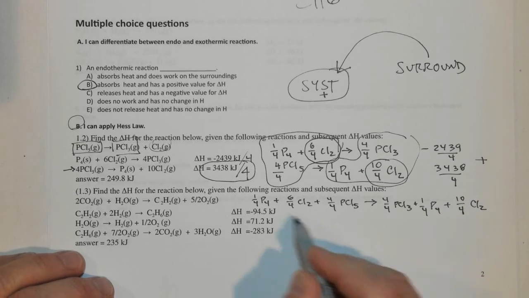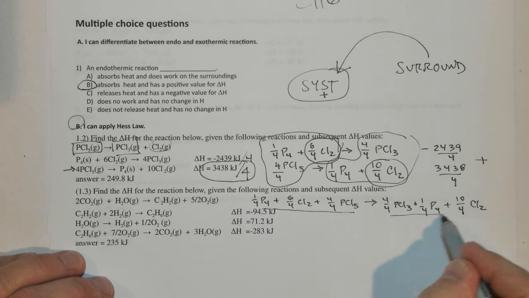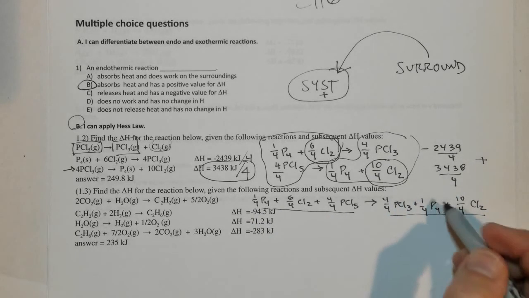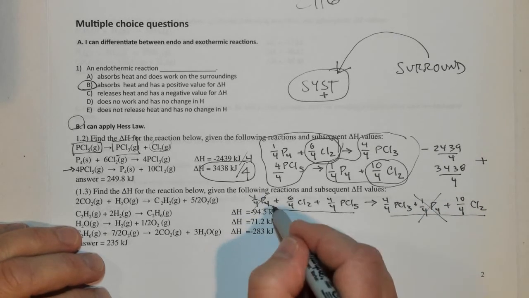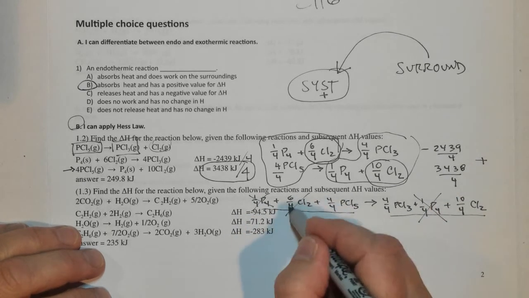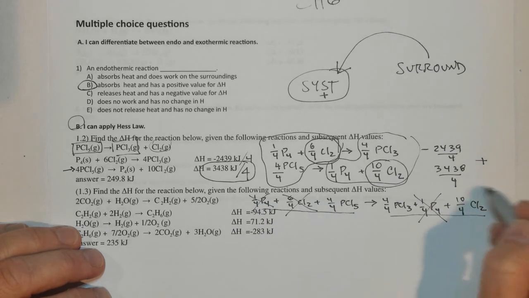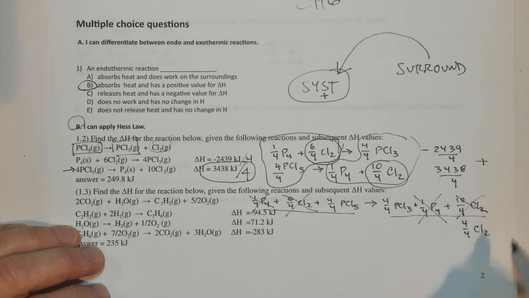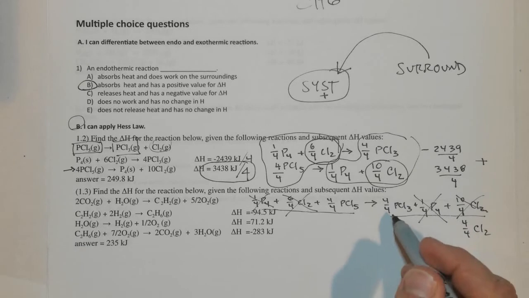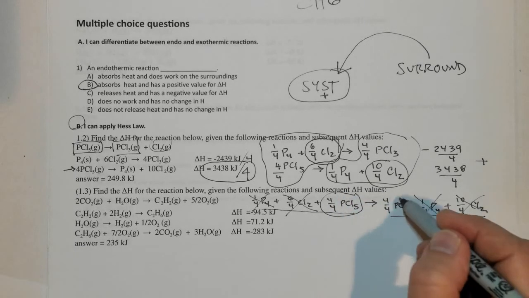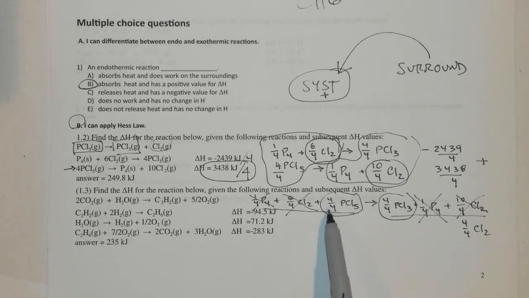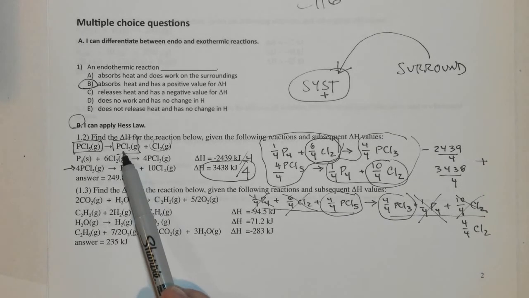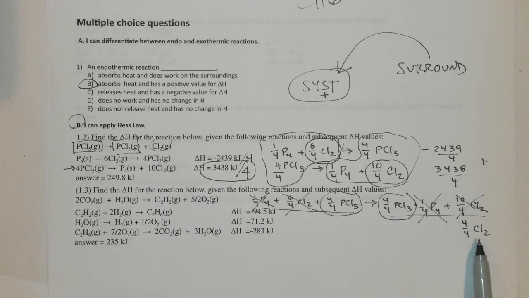And now anything that's the same on this side, I could cancel with anything on the same as this side. And so the 1/4 P4 goes away. The 6/4 Cl2 goes away with 6/4 of this, and 10 minus 6 is 4, so I end up with 4/4 Cl2 remaining, which would be 1 Cl2. And then I have 4/4 PCl5 and 4/4 PCl3, and of course since 4 divided by 4 is always 1, I end up with my goal reaction of PCl5, arrow goes to PCl3, plus Cl2.